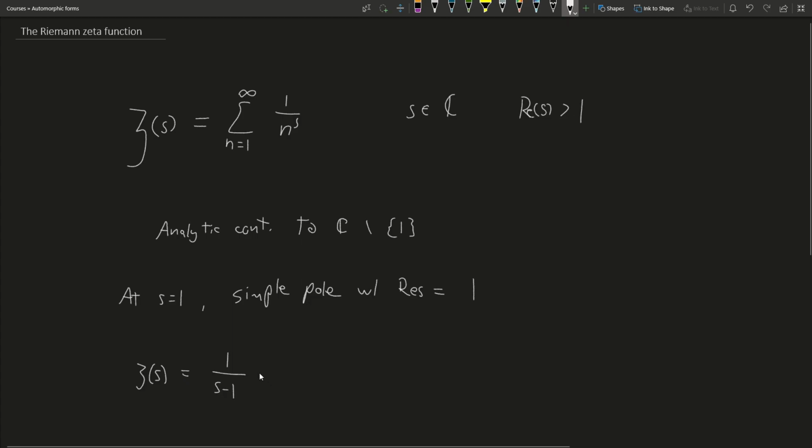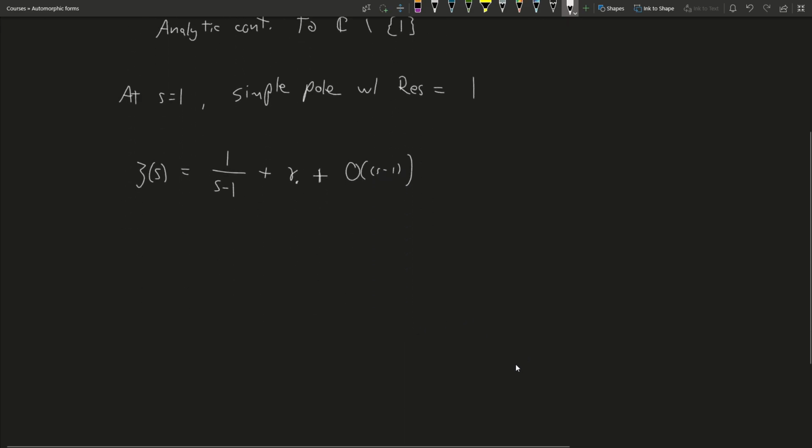So you can write the Laurent series of zeta of s at s equals 1 as 1 over s minus 1, and then it turns out that the constant term here is this gamma naught, which is the Euler-Mascheroni constant, and then you have a plus big O of s minus 1.